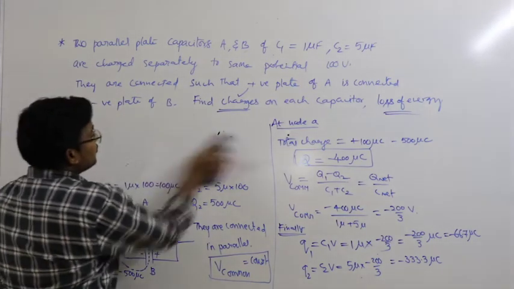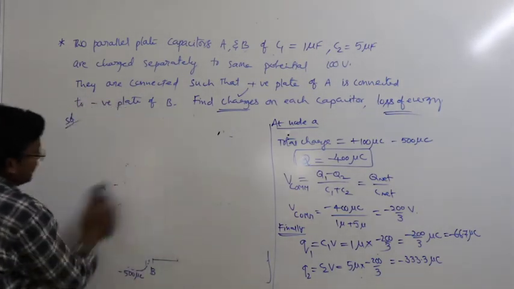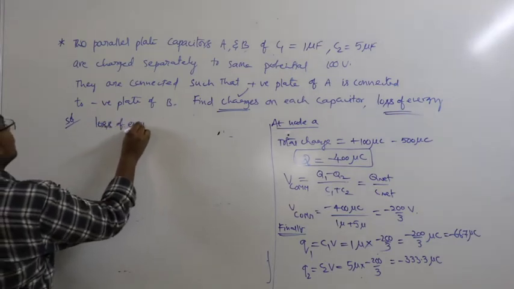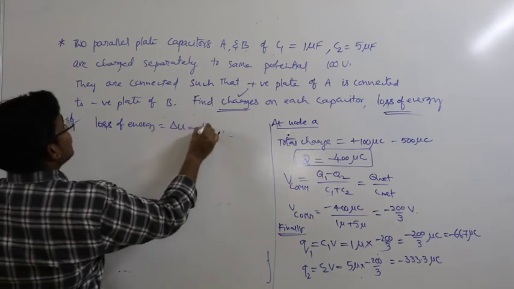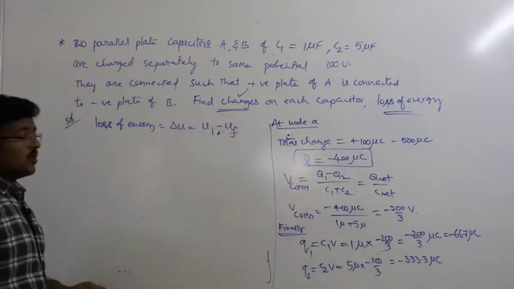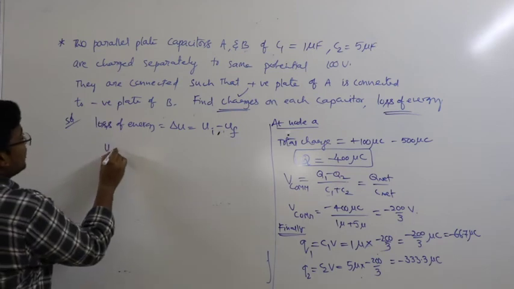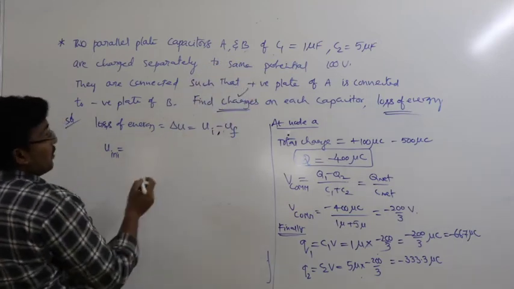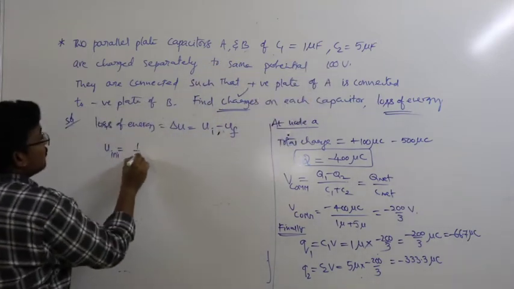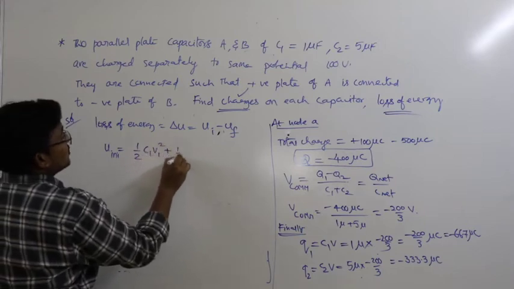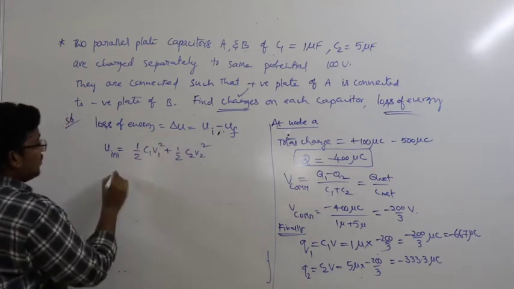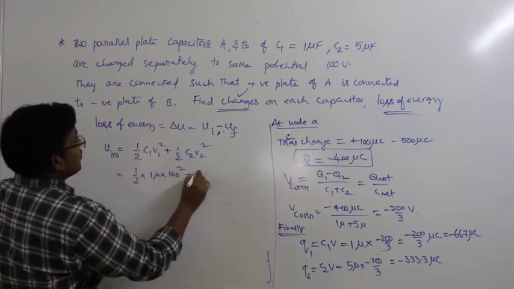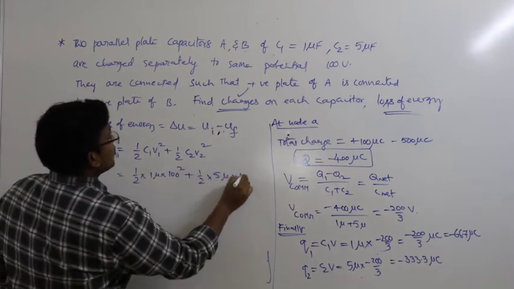So the loss of energy delta U is equal to initial internal energy minus final. Initially, you can find the internal energy for the capacitors, since you know the capacitance and potential values: half C1 V1 square plus half C2 V2 square. C1 is 1 micro, V1 is 100, square, plus half into C2, 5 micro, 100 square.